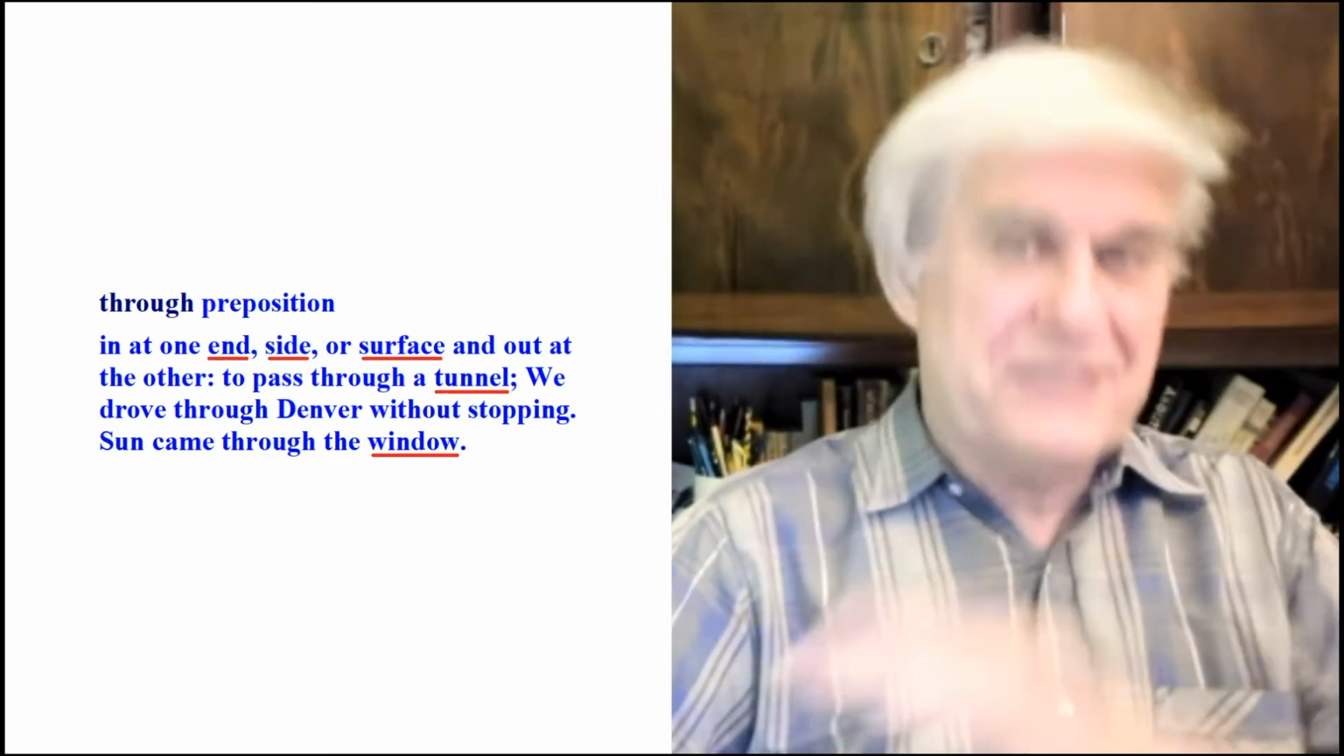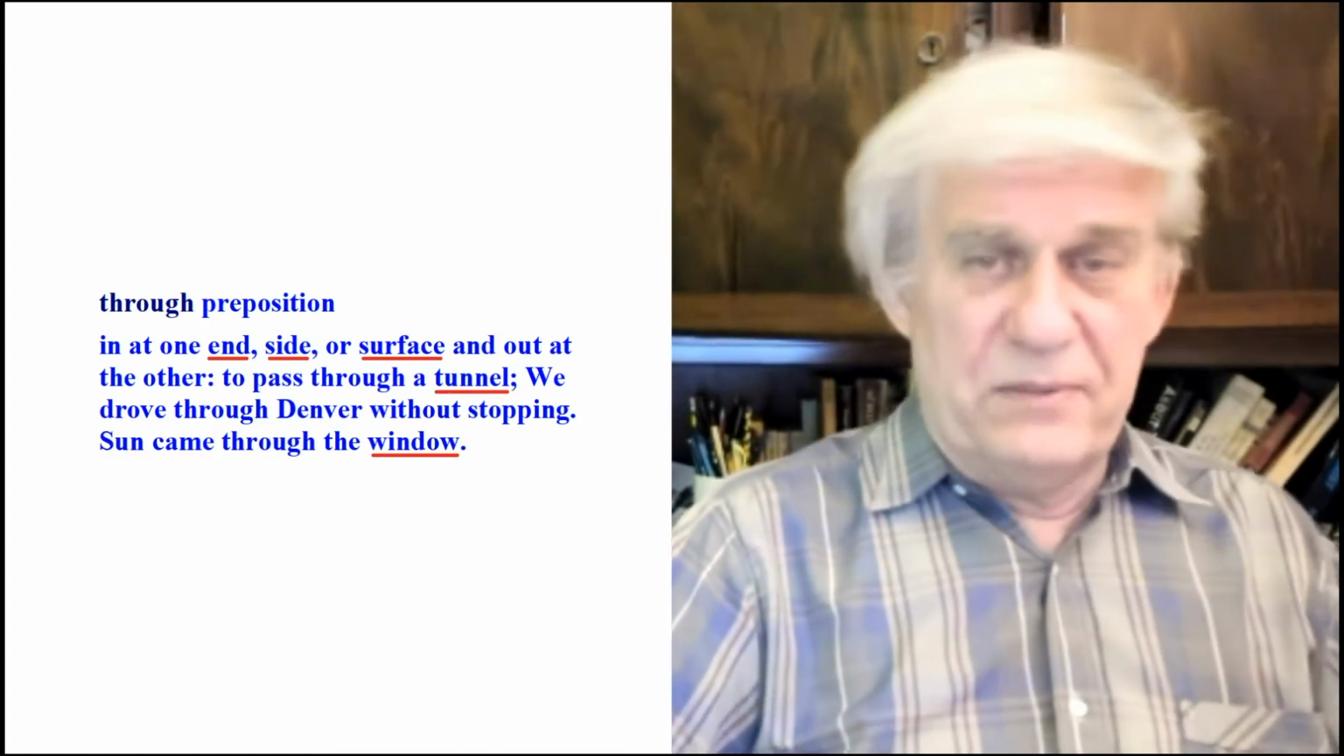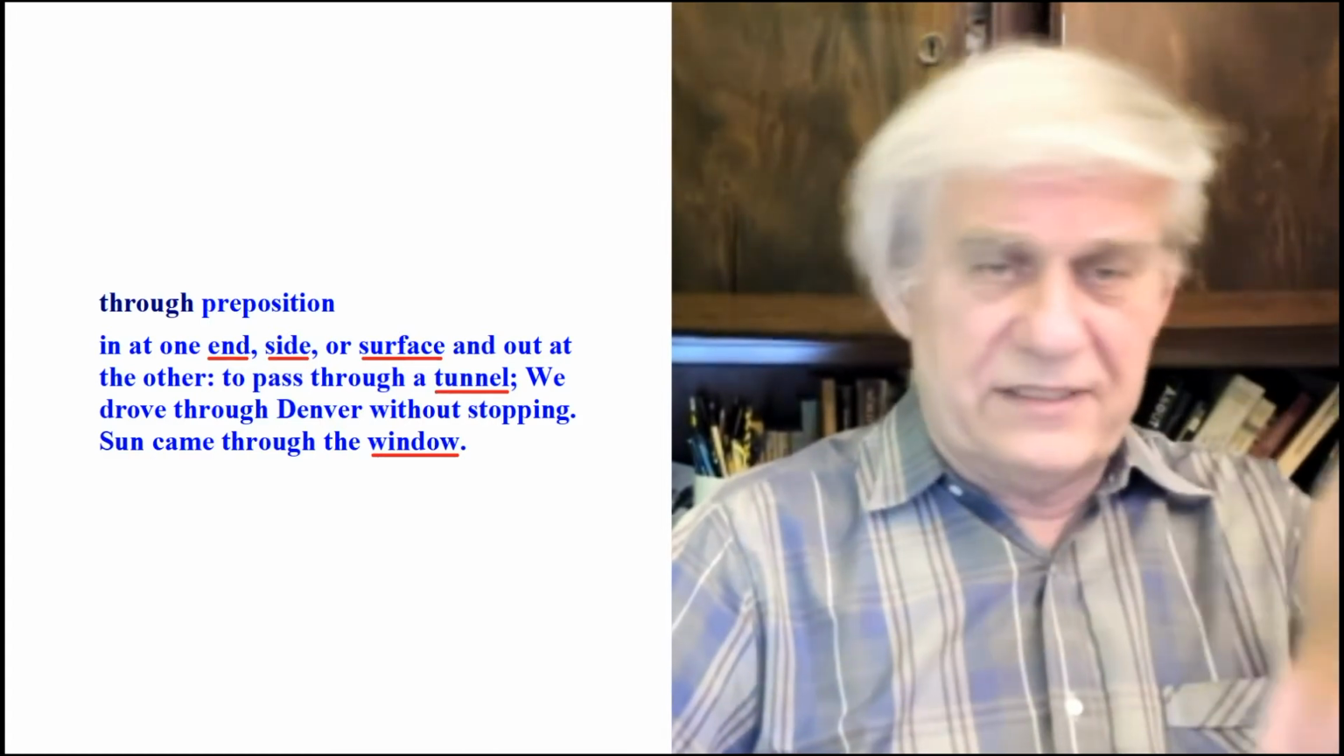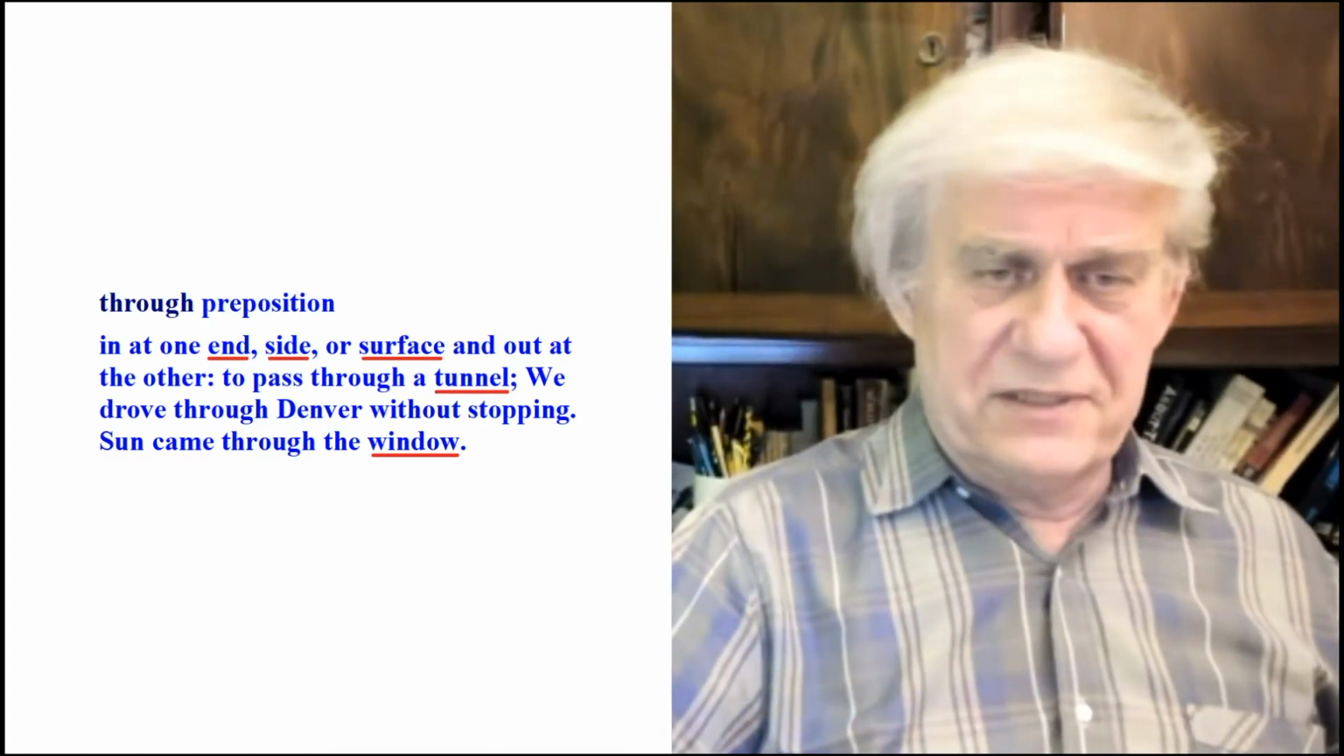Not ordinary speech, but physics. Went through the window. Hopefully a window has a surface, side, end. Hopefully it's a physical object. Yeah, you can go through things. You cannot go through that which is not a thing. You can't go through nothing.